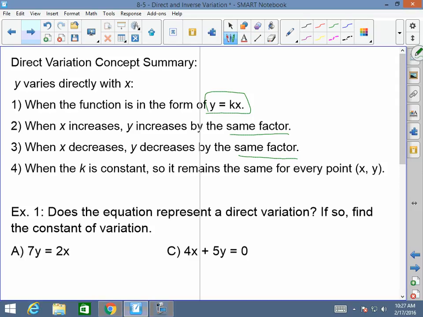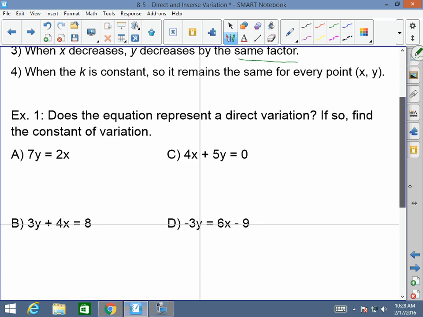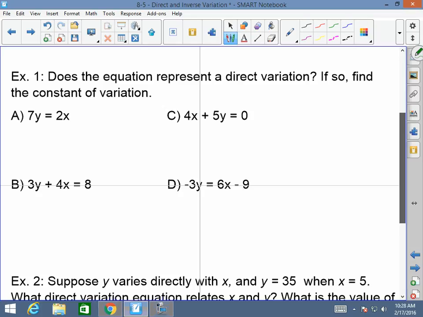So, first step here. Does the equation represent a direct variation? If so, find the constant of variation. In order to do this, you solve for y and see if it comes out in direct variation form. Here I would divide by 7, y equals 2/7 x. Is that a direct variation? Yes. Just for giggles, what's the k? What's the constant of variation? Very good.